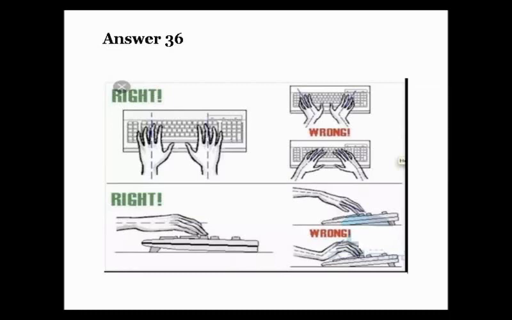Last but not least, people should keep the lower arm and wrist straight. In conclusion, this is a very useful picture, especially for people who use computer for long hours.